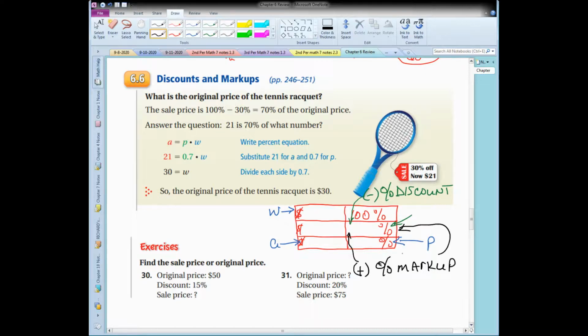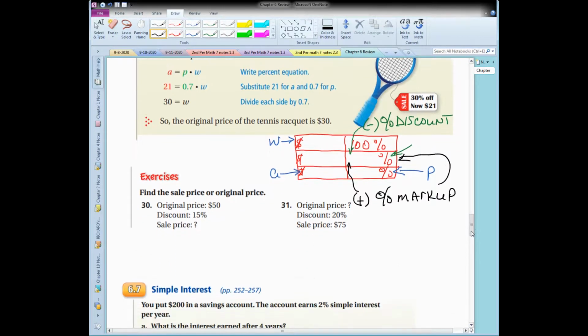Okay. And so we did some practice with that. You see a problem in here. They show you how to do it. I like to use the table to keep things organized. And so there you go. There's a couple practice problems.